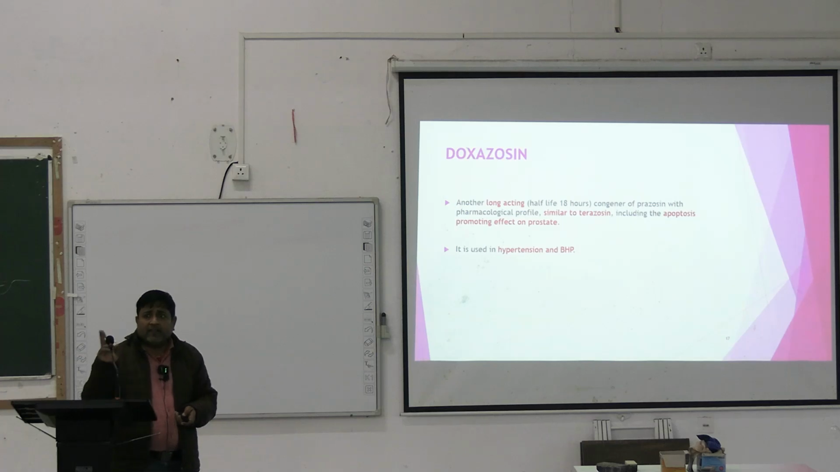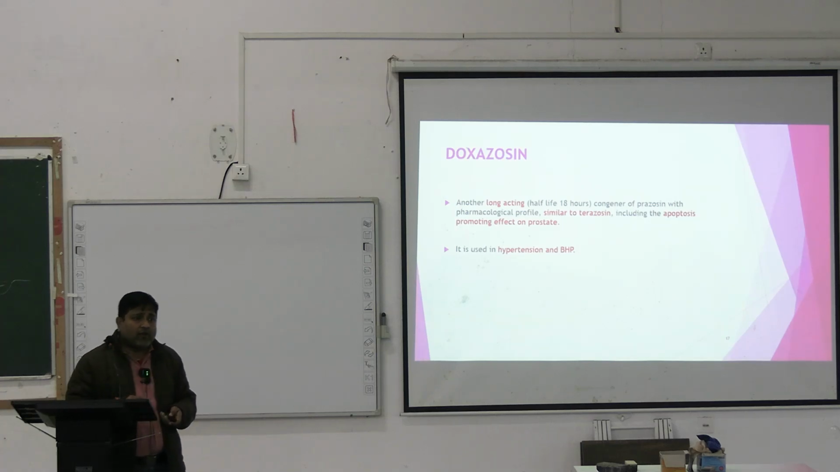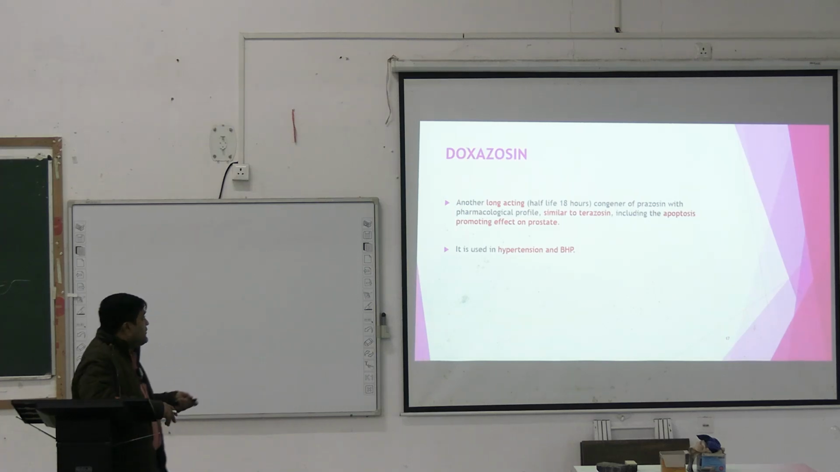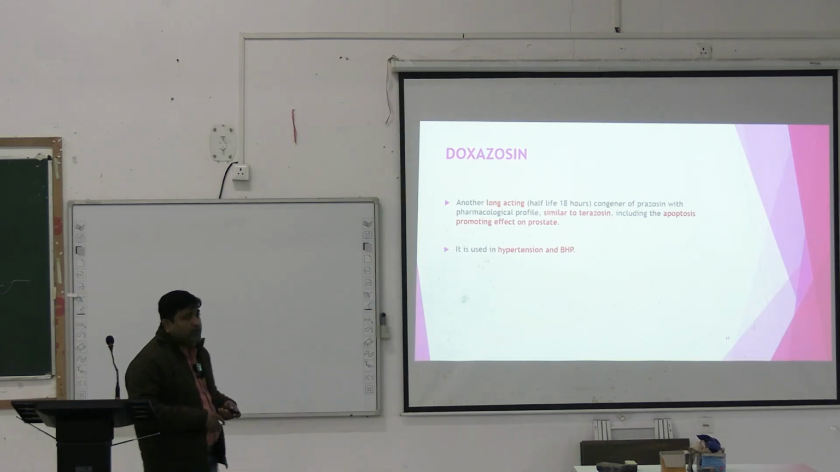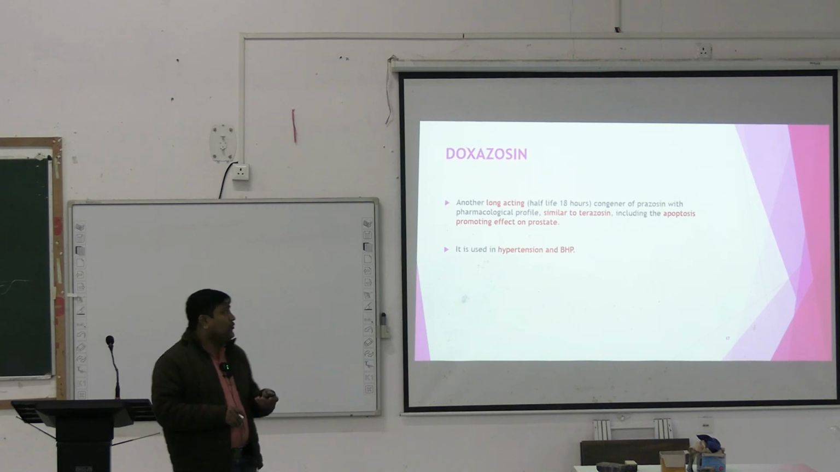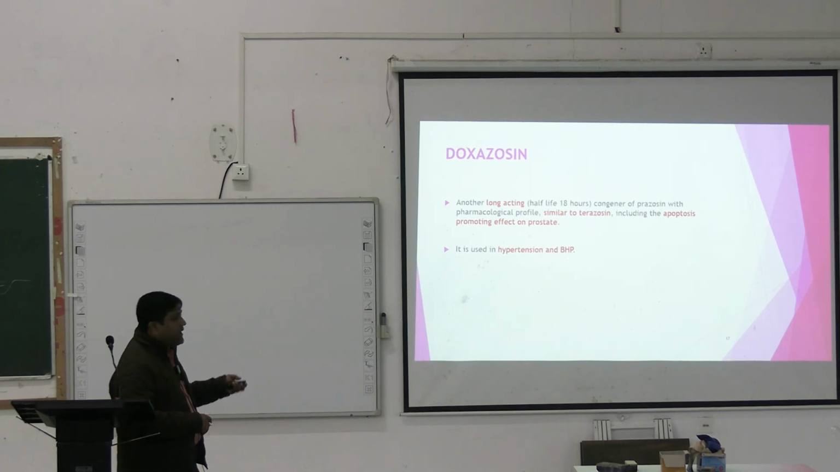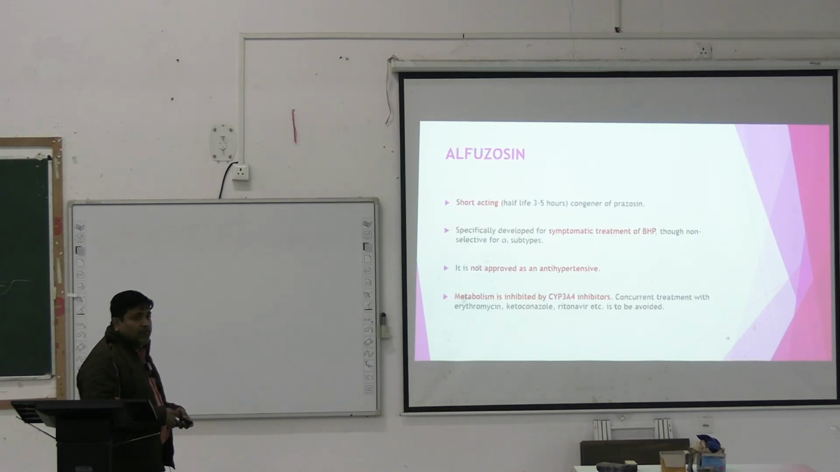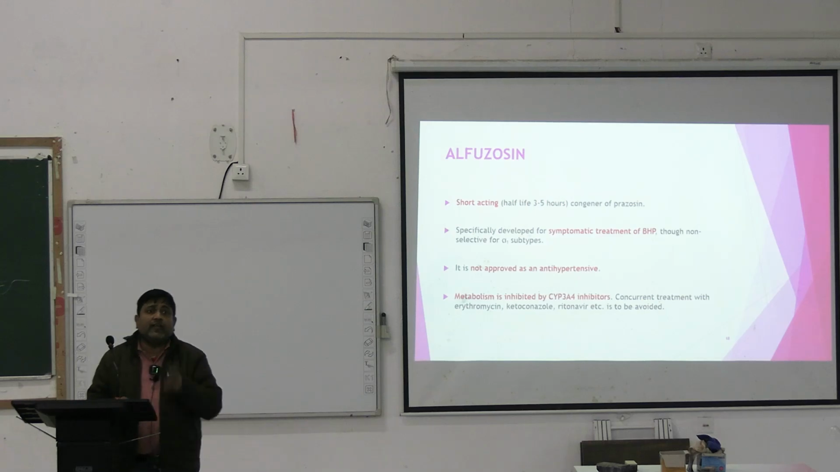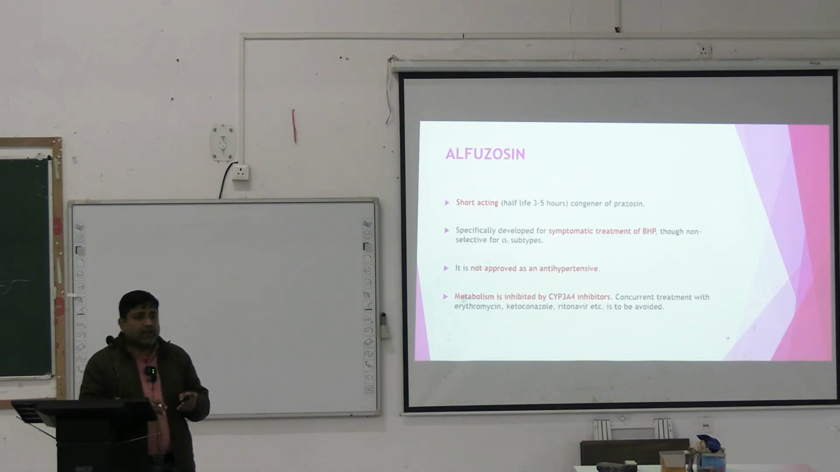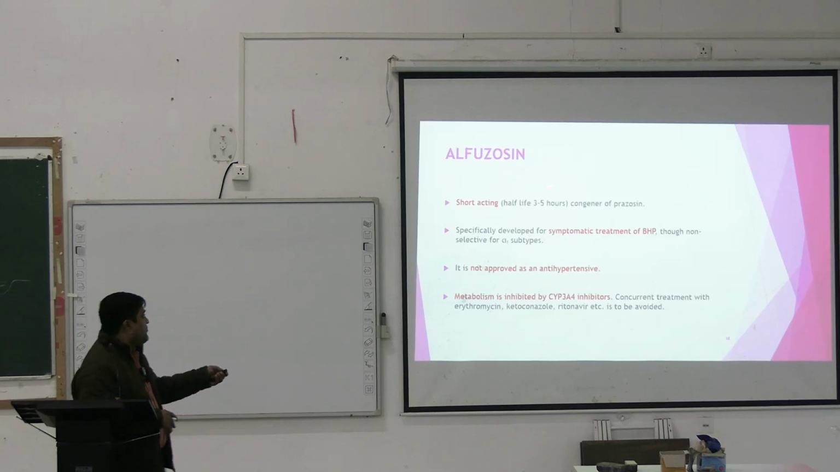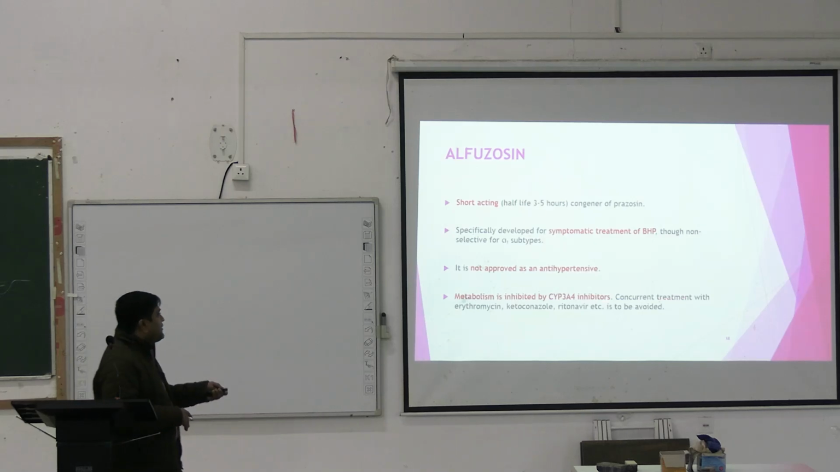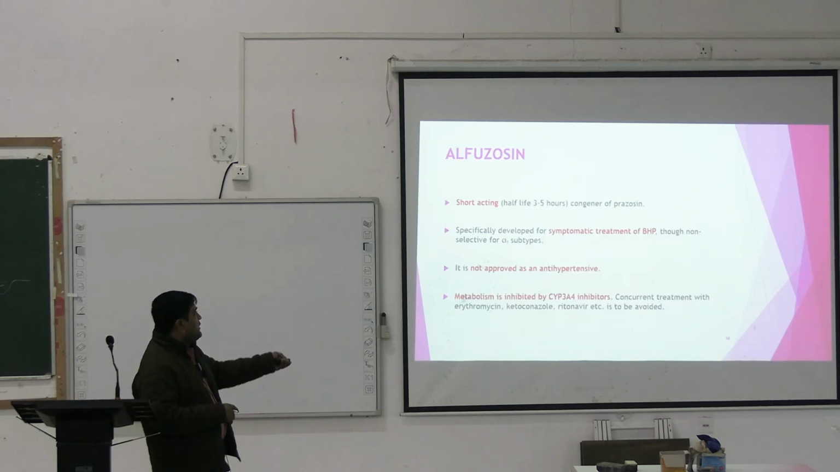Doxazosin is another longer acting alpha-1 blocker similar to prazosin, and it also has an apoptosis promoting effect on the prostate. The drug is useful in benign hyperplasia of prostate and hypertension. Alfuzosin is a shorter acting alpha-1 receptor blocker. It has no role in hypertension. It is used only in benign hyperplasia of prostate. Its metabolism is inhibited by CYP3A4 inhibitors.